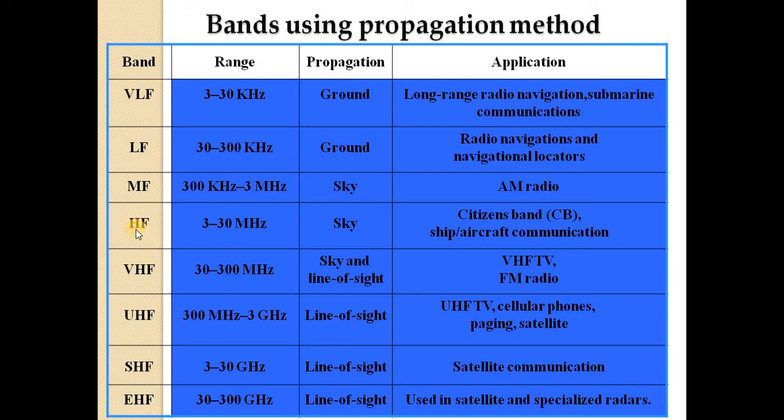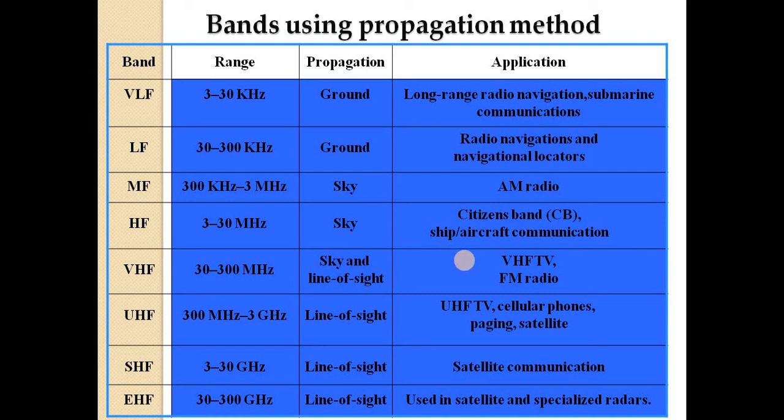Next is the HF. HF means high frequency, and it has a range from 3 megahertz to 30 megahertz. And HF waves are used for citizens band radio, for international broadcasting, in military communication, telephone, telegraph communication, and ship and aircraft communication. These are used in the high frequency band.